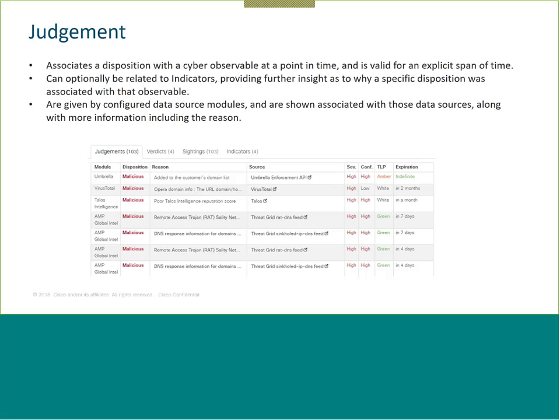These can be related to indicators, which provides more information about why this disposition was given. For example, this domain may have been put on the ThreatGrid curated feed. If you look down a bit in the graphic, you can see that that's actually the case. This domain was on the ThreatGrid RAT DNS feed. That is an indicator that would give you some more context about what that means and why that's considered to be malicious. Like I said, they're given by the data source modules, and they're shown associated with those data source modules, including more information with the reason and that.